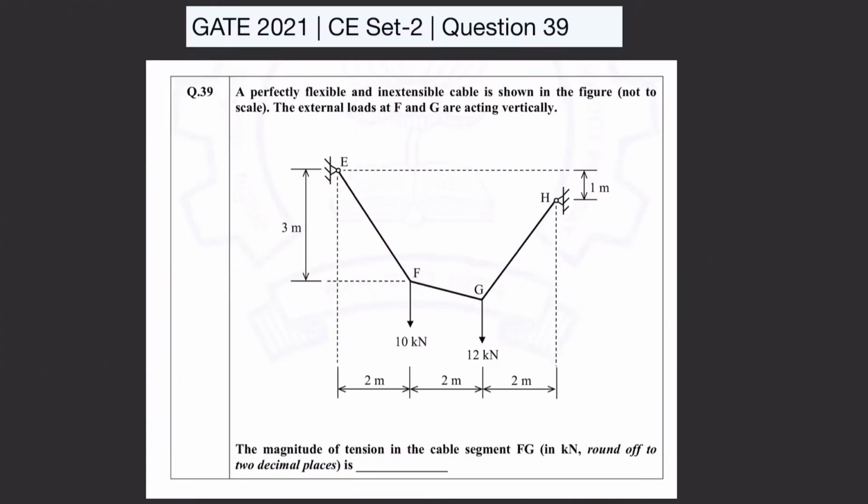Hello, welcome to the GATE 2021 CE Set 2 question number 39, which states that a perfectly flexible and inextensible cable is shown in the figure, where the external loads of 10 kN and 12 kN are acting on the cable at points F and G. We need to find the magnitude of tension in the cable segment FG. So we need to find the tension in this cable.